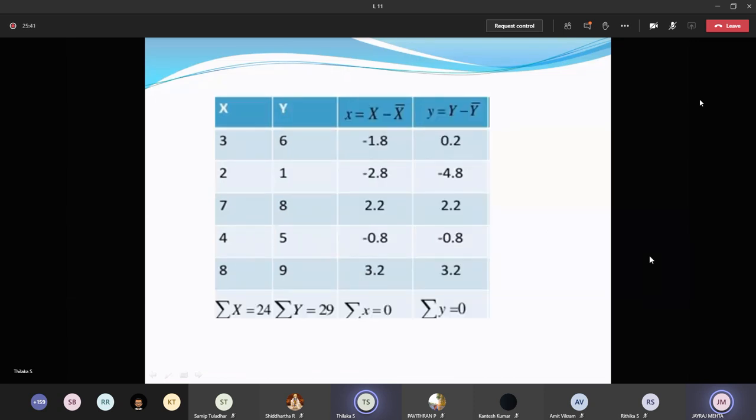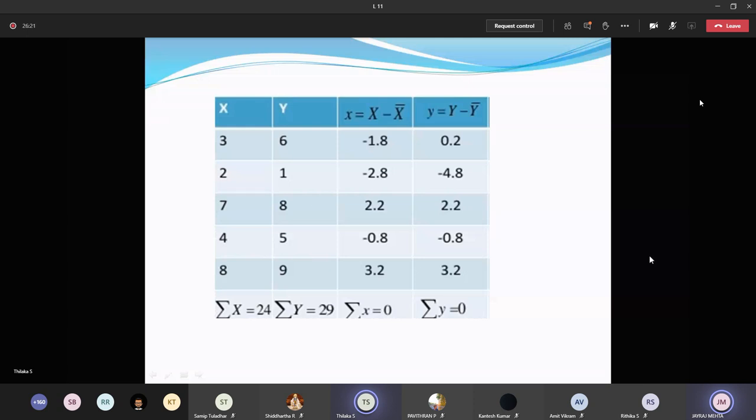So the sum of x variable is equal to 24 and the sum of y variable is equal to 29, and the value of x bar is 4.8. That is sigma x is 24, by 5 values, so 24 by 5 gives 4.8. Likewise y bar is 29 by 5, which gives 5.8. So with this mean, you have to calculate the small x and the small y.